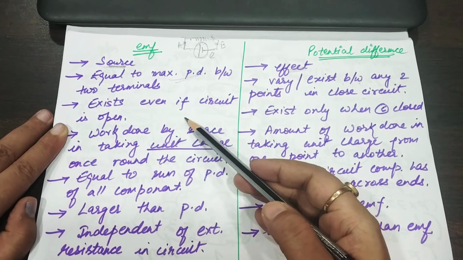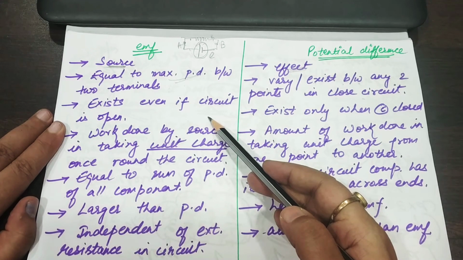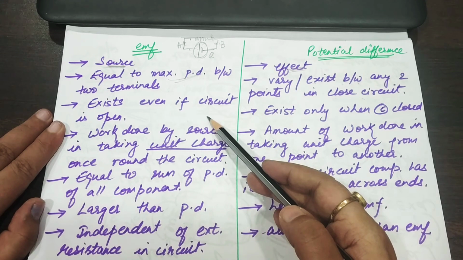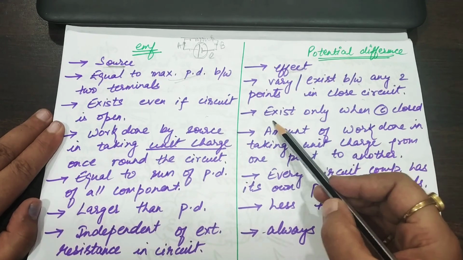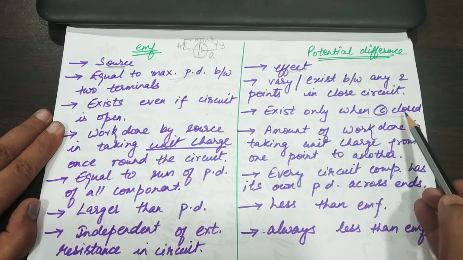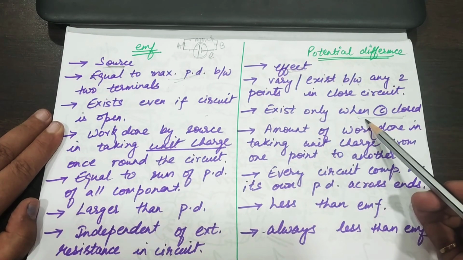So EMF exists even if the circuit is open, even if we are not taking any current. Say, for example, a dry cell will provide you EMF whether or not you are taking the current. If you are not taking current, it will have the maximum potential difference. And when you are drawing the current, the potential difference drops. So it exists only when the circuit is closed. Until you are drawing the current, the potential difference will not exist.